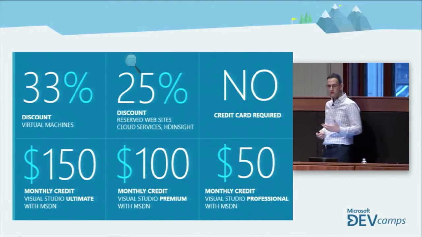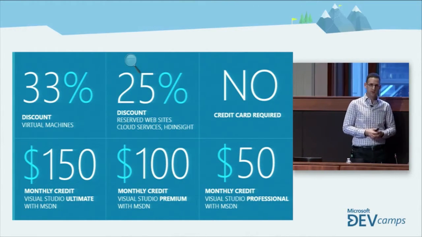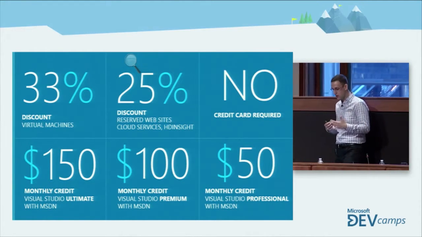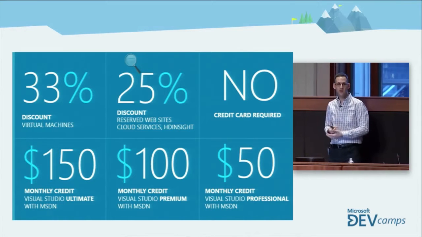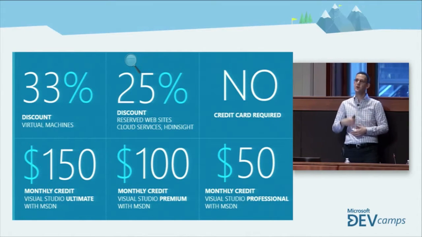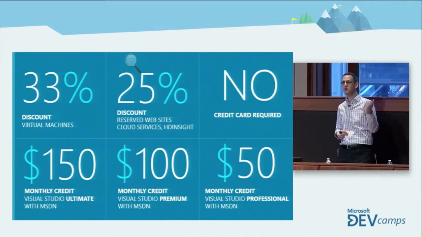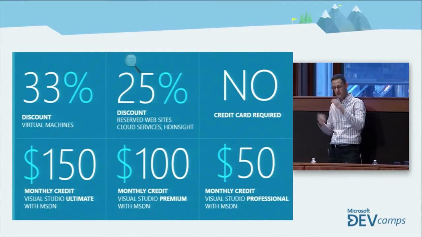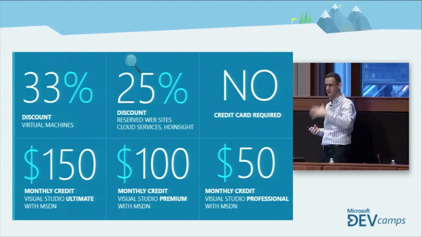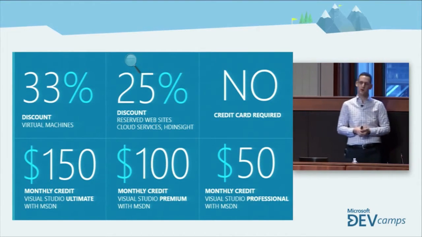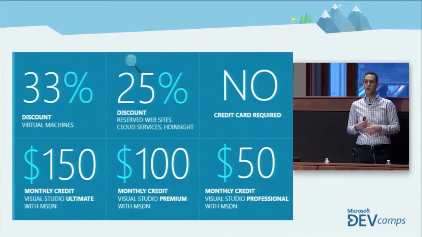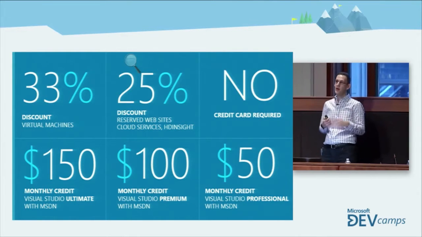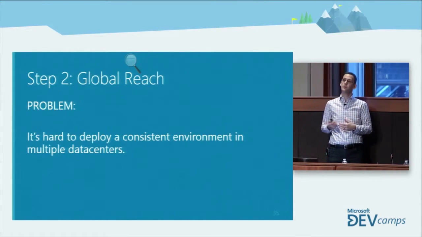John's talked a lot about MSDN. It's something we definitely recommend for those of you working in the larger companies that can afford an MSDN license, and even smaller companies. I've been part of startups where we bought an MSDN subscription because it just made financial sense. It gives you a 33% discount on virtual machines, 25% discount on reserved websites. It does not require a credit card when you have an MSDN subscription, unless you want to remove the $0 spending limit, and then, yeah, definitely we're going to take a credit card. If you're using Visual Studio Ultimate, you get $150 a month. If you're using Visual Studio Premium, you get $100 a month. And if you're using Professional, you get $50 a month.